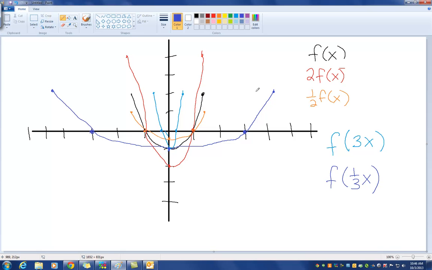So knowing what stretches and compressions do to a function is going to be important. It's not going to be as simple on your test as entering the function equation into the graphing calculator and messing with it there. You need to know what these stretches and compressions do, as well still, of course, as the translations. Hope this helps.